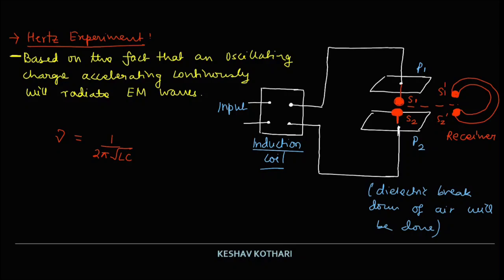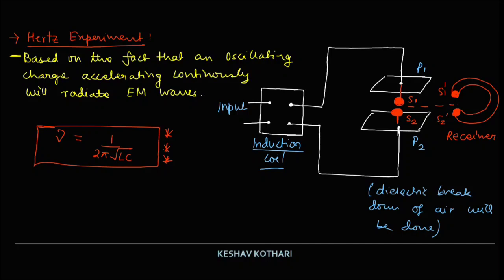The succession of sparks sends out a train of such waves which are received by the receiver, which we have marked as S1 dash and S2 dash. A charge oscillating harmonically is the source of electromagnetic waves of the same frequency, and a simple LC oscillator and an energy source can produce waves of the desired frequency, that is 1 by 2 pi root over LC. One more thing to note is that electromagnetic waves are transverse in nature and do not require any material medium for their propagation.